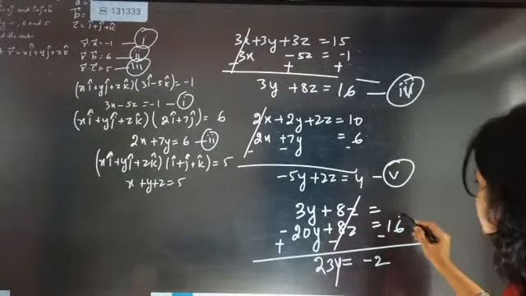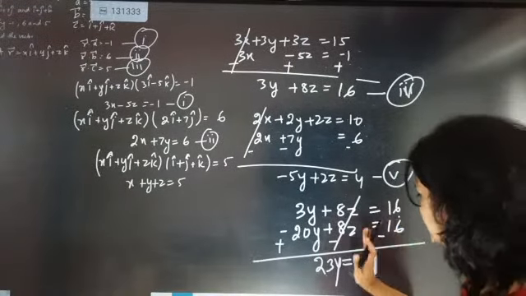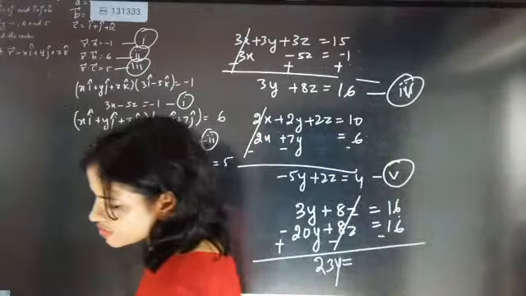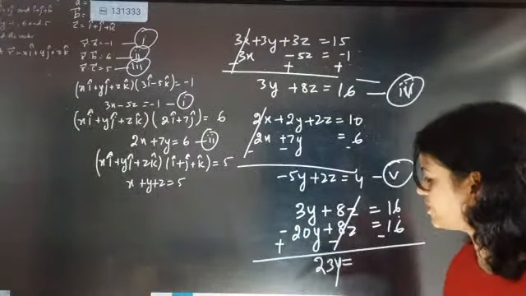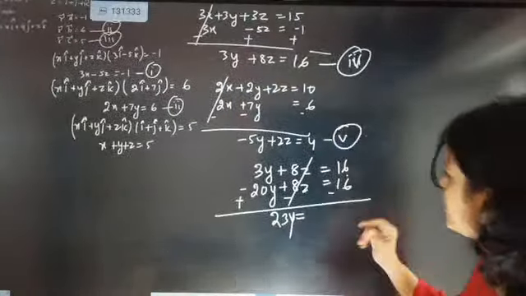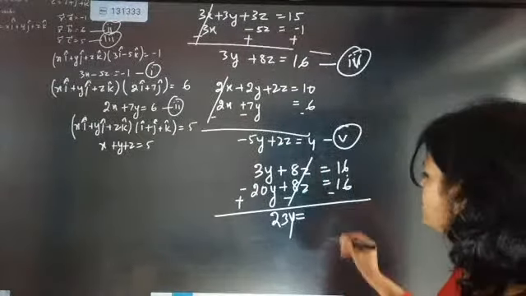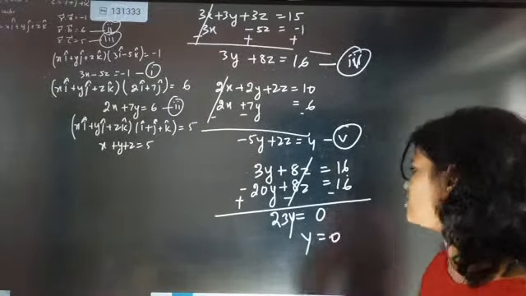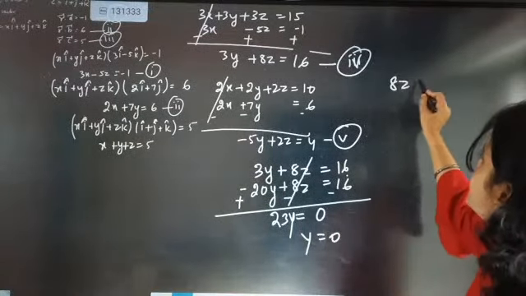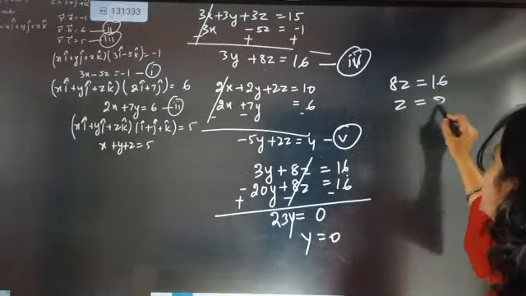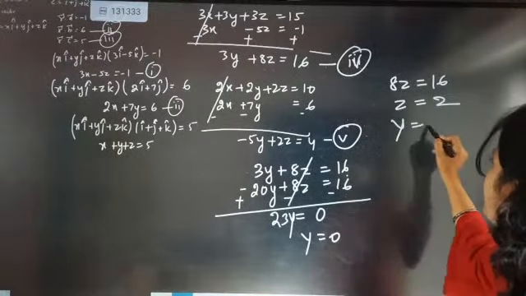So 16 minus 16 will become 0. Y is coming as 0. Check, y part is coming as 0. If the y part becomes 0, the story is over. We got this point. So that means y is coming as 0. Once y is 0, then 8z equal to 16. So z is coming as 2, and y will be 0.